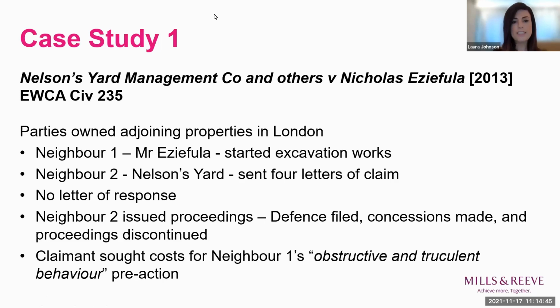So, as you should be able to see from the slide on your screen, in our first scenario, the defendant and the claimants owned adjoining properties in London. The defendant began to undertake some excavation work at his property. The claimants weren't happy with this because the work backed onto their property, and they therefore served 4 letters of claim on the defendant, making various allegations about the work. There was absolutely no response from the defendant. The claimants therefore issued proceedings seeking an injunction.